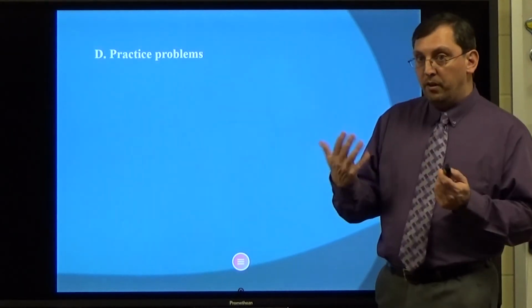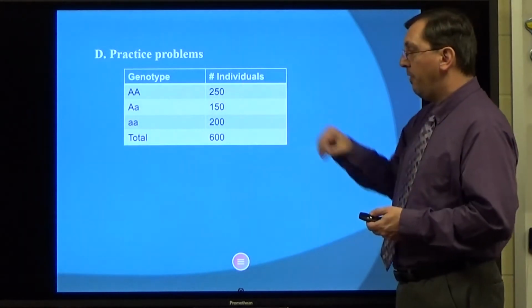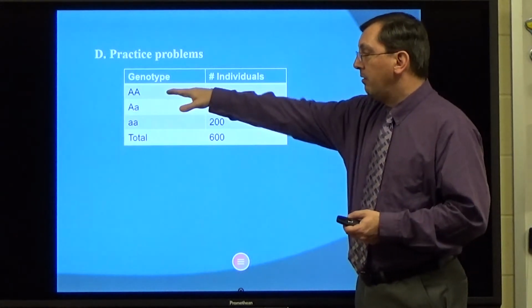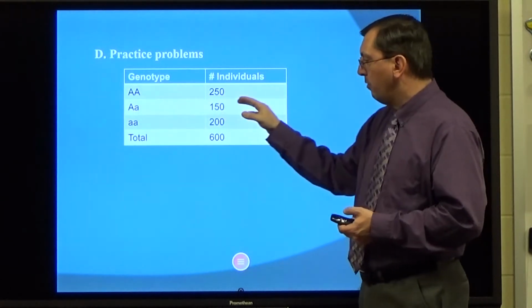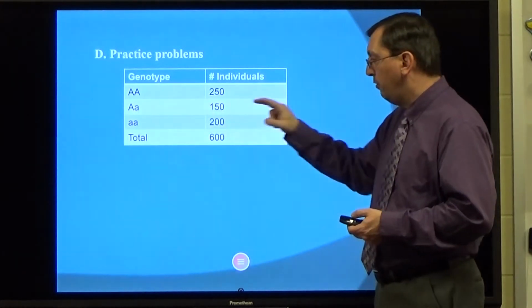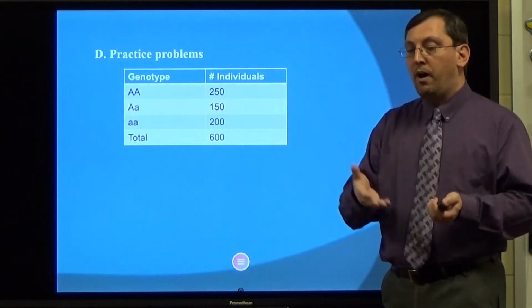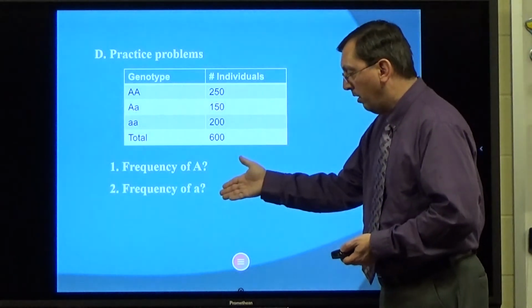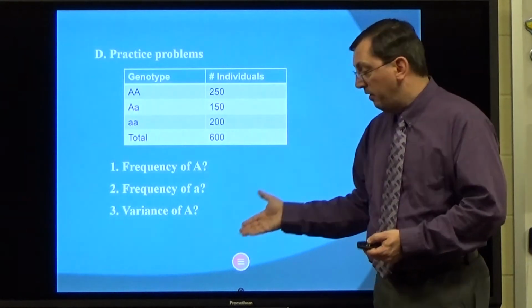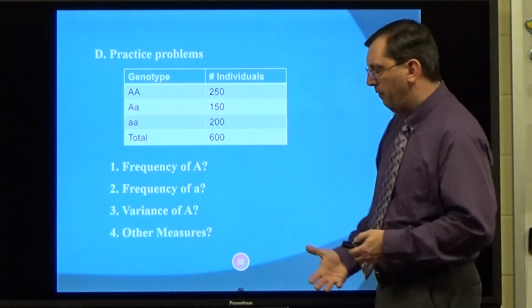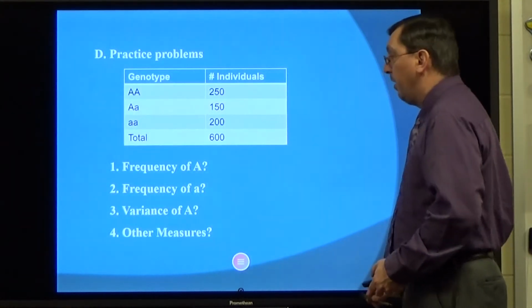So let's do a practice problem here to show how this works. Here are my values. Homozygous dominant, 250 individuals. Heterozygous, 150. Homozygous recessive, 200. Total number, 600. I have all the values I need to solve the problem, to figure out what A is, what little a is, what the variance is, and then how I can do other measures off of this. So let's do the first one here.